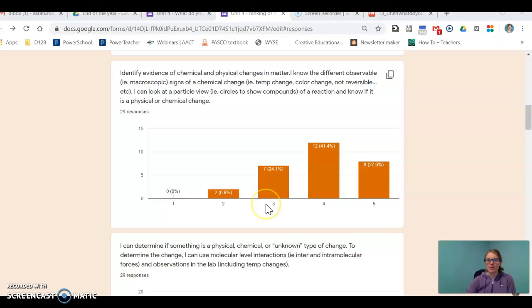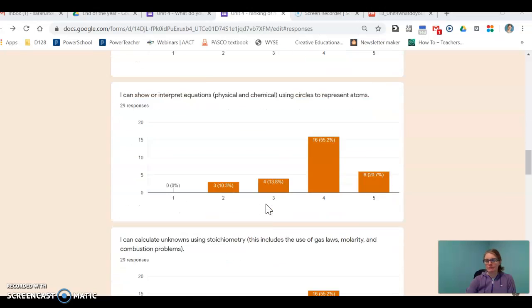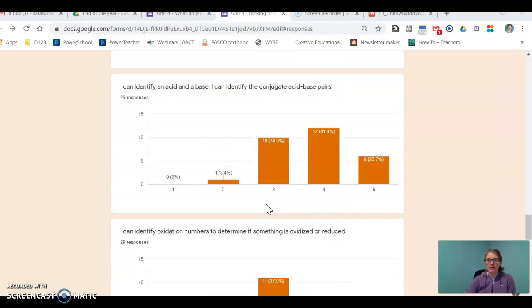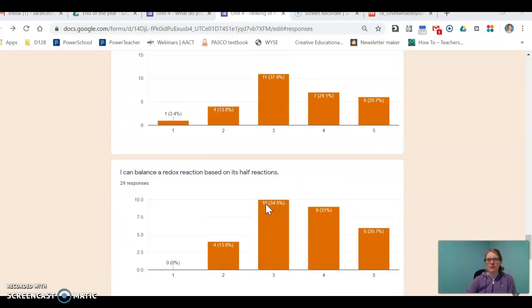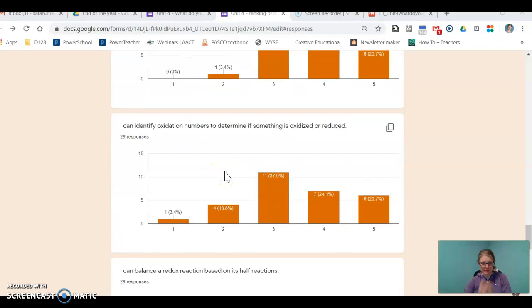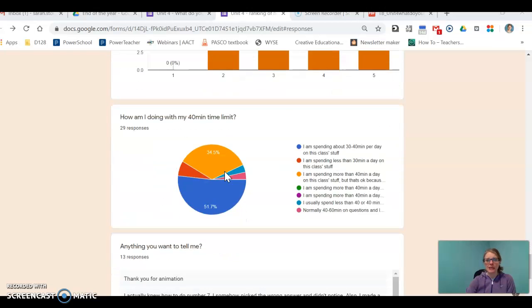I'm going to show you these charts as we go. So we're rocking it. We're feeling pretty good about things. These are all kind of sitting up in the threes and fours. This is our lowest, talking about oxidation numbers and deciding what's oxidized and what's reduced.